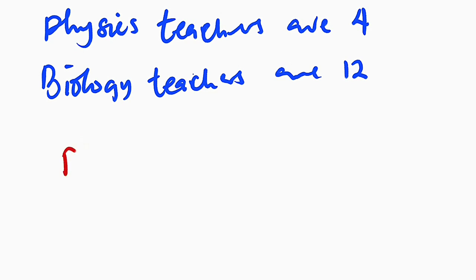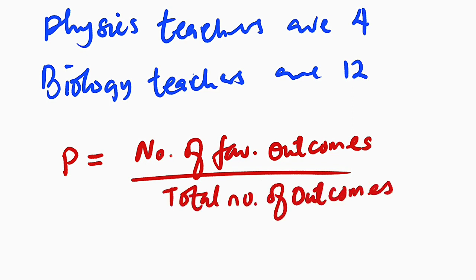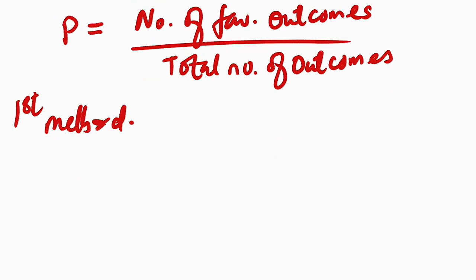So you should know that probability P is equal to what? Number of favorable outcomes divided by what? Total number of outcomes. So to find the number of favorable outcomes, I'm going to use combination. That is my first method. So the first method, number of ways to choose 2 teachers from physics or biology will be what?